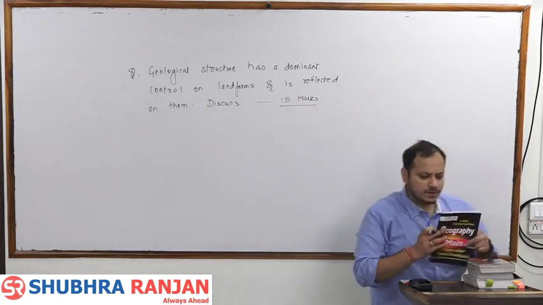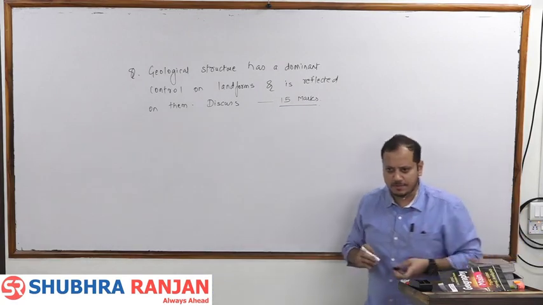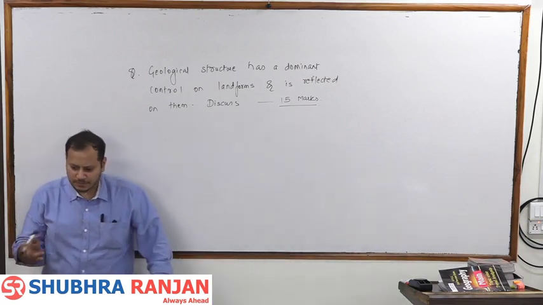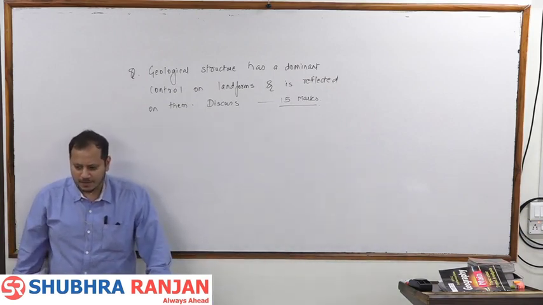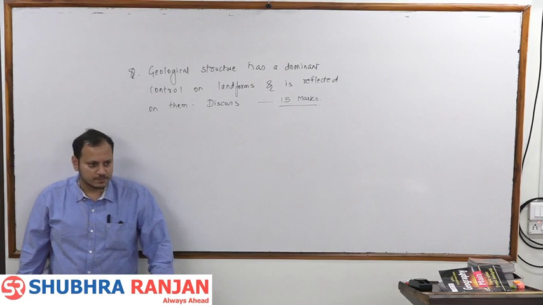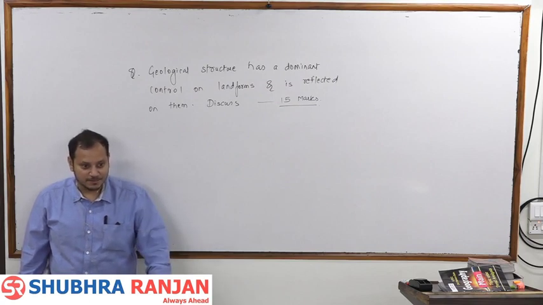So this was one question in the 2016 paper. How will you approach this question? We have done it yesterday. A geological structure is a dominant control on the landform and it is reflected in them. How do we approach? It is talking about structure, not the Davisian theory. It is talking about the structure, not time.